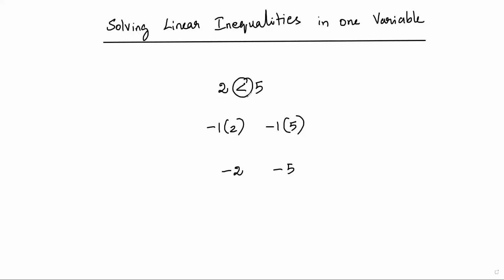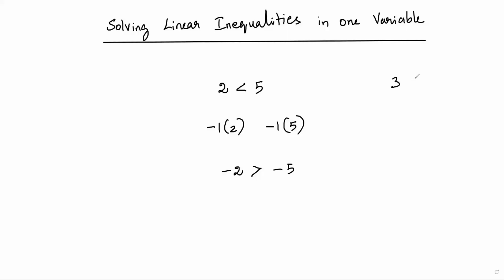Now, can I keep the inequality sign as it is for the resulting inequality? No, because I know that -2 is greater than -5. When the two values are positive, 2 is less than 5. But when you multiply both sides by -1, the value we get on the left side becomes greater. So whenever we multiply both sides of an inequality by the same negative number, you have to flip the inequality sign. Already we have less than. So if you flip it over, it will become greater than.